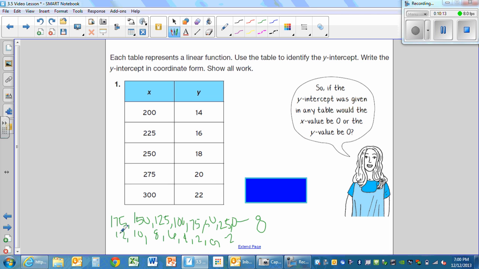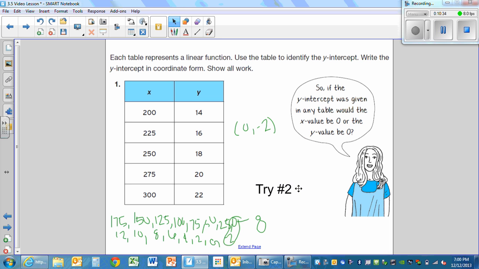So again, let me check my work. 1, 2, 3, 4, 5, 6, 7, 8 times. That means when my x is 0, my y is going to be negative 2. And there it is written in the ordered pair.